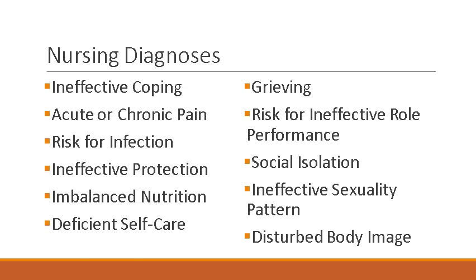So maybe the individual that gets cancer is the main person in the household that brings home an income, or maybe the person that gets cancer is the main person in the household that does all the cleaning, laundry, running kids to activities. So we need to think about all of those things in helping our patients. Social isolation, especially those patients that have that internal radiation implanted. We're not going to let people really be around them. Ineffective sexuality pattern, disturbed body image.